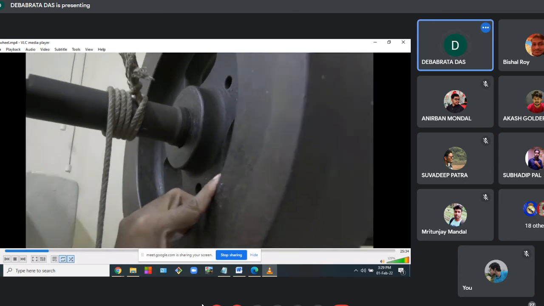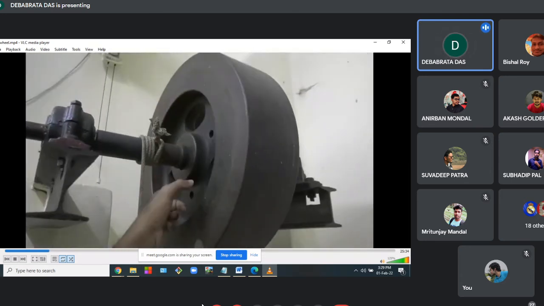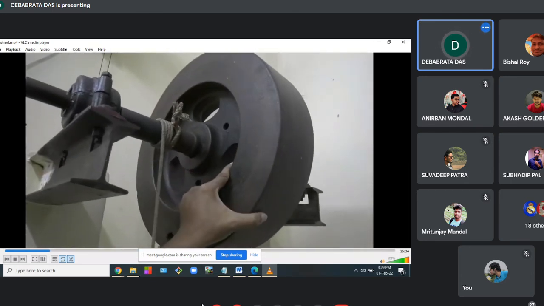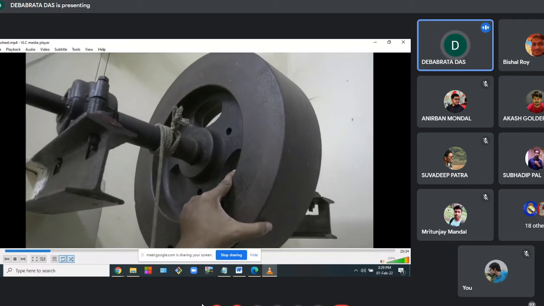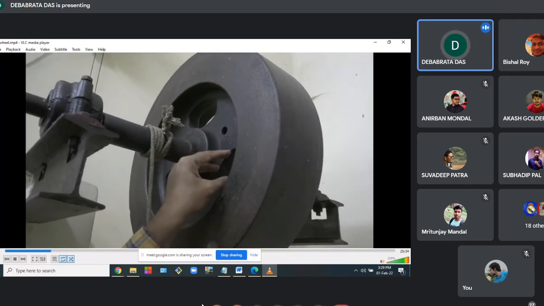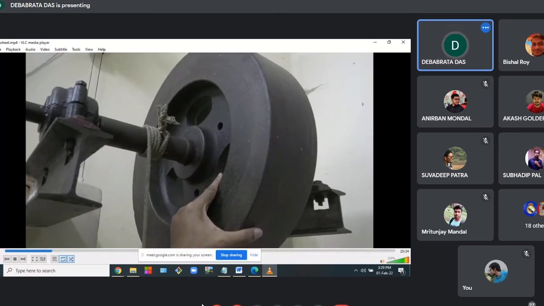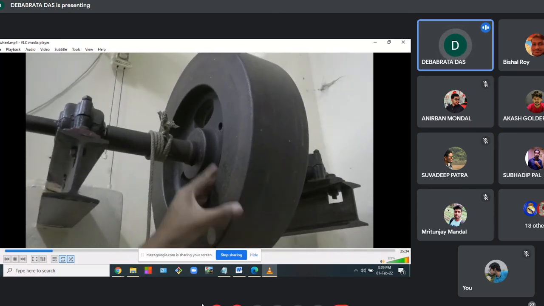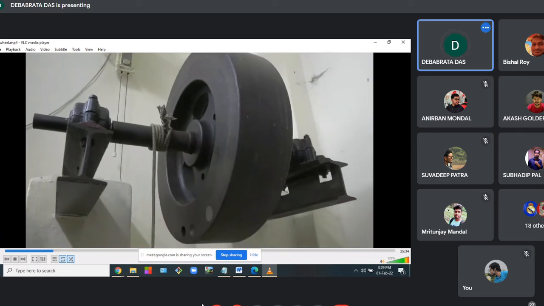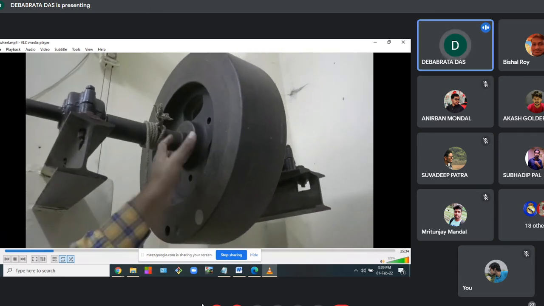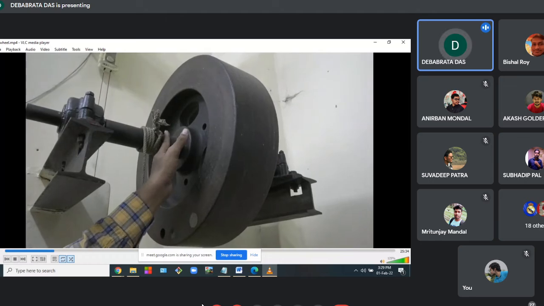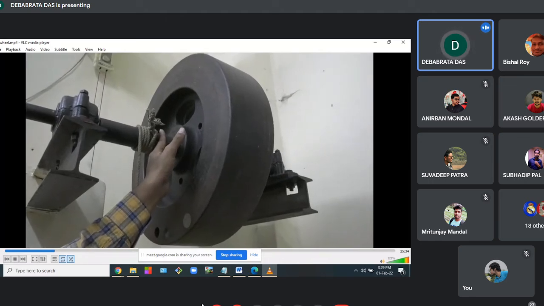You can see there are slots in the middle portion of this flywheel. The first reason is that it reduces the mass, because putting mass in this middle portion will not significantly increase its mass moment of inertia. Also, for handling purposes, we need this type of slots. Regarding the shaft, its diameter is given: 2 inches, which is 50.8 millimeters.